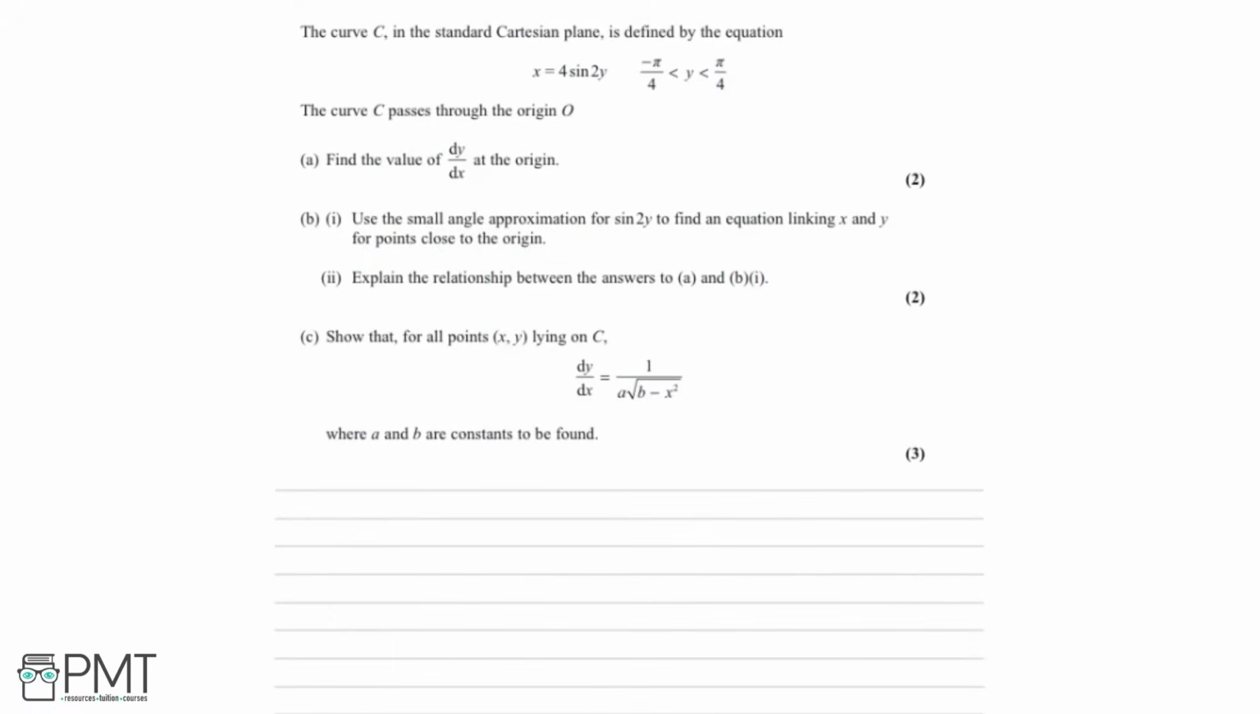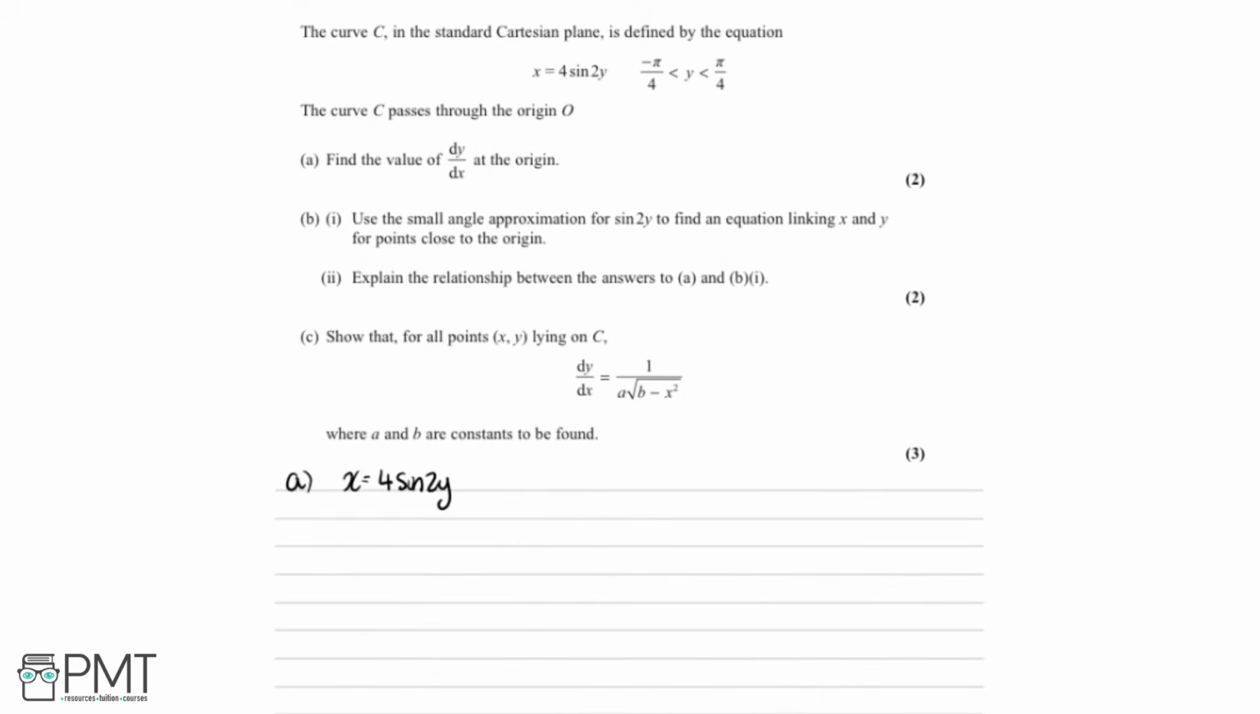So the curve C in the standard Cartesian plane is defined by the equation x equals 4 sine 2y. The curve C passes through the origin. Part A says we need to find the value of dy by dx at the origin, and this is for 2 marks. So I'm just going to write out our equation here. We've got x equals 4 sine 2y.